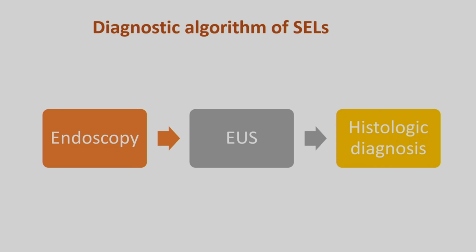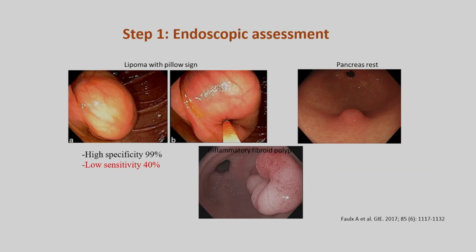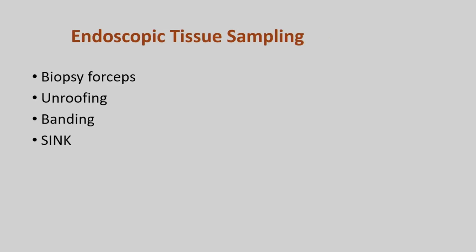This is the diagnostic algorithm for them. You do endoscopy, then you should do EUS and take a biopsy, but in which patient should you do this? In the endoscopic assessment, the most important point is that the mucosa is completely normal, and these lesions are below the mucosa. For lipoma, there's a traditionally described sign called the pillow sign, which is highly specific but low sensitivity: there is a depression or dimple when you press it with biopsy forceps. And of course, the morphology gives us a clue what it could be, like pancreatic rest.